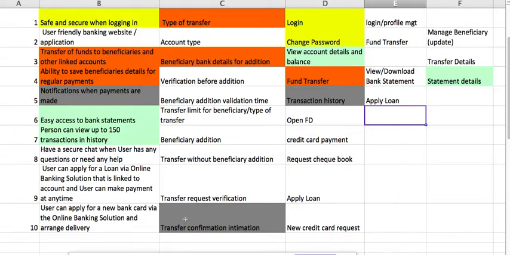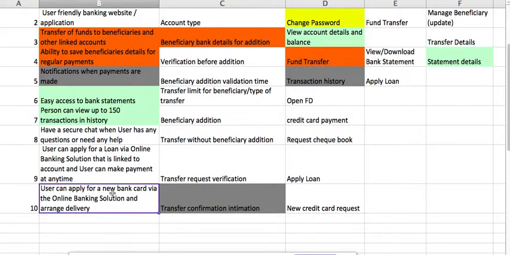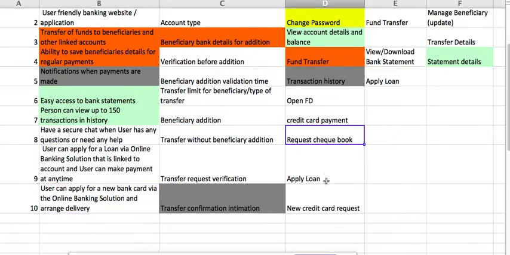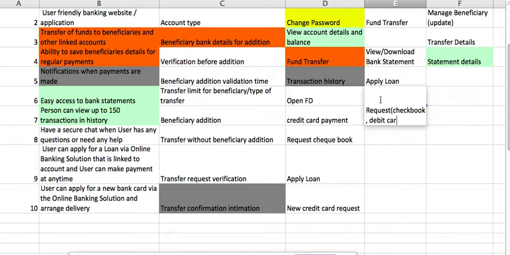Okay, user can apply for a new bank card via online banking solution and arrange delivery. Okay, this is a bank card, so it is a request you are talking about, debit card request. Here it is: request a checkbook or new credit card request. So here you can make it as a request, in that you can have checkbook, debit card. These are the normal ones, but credit card has some rating and all, that is a different process.